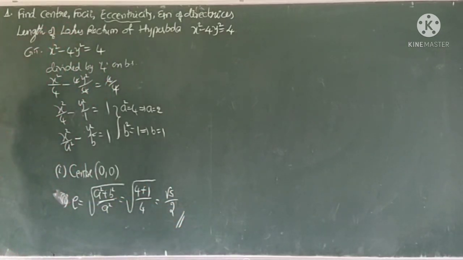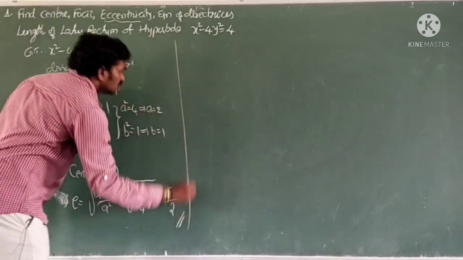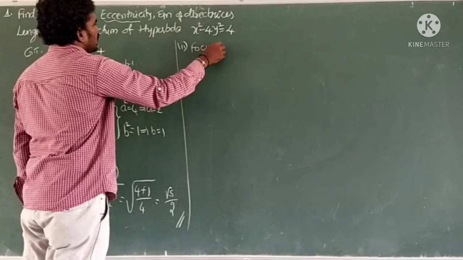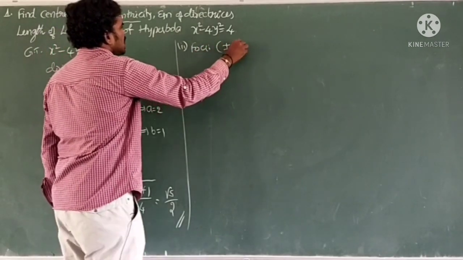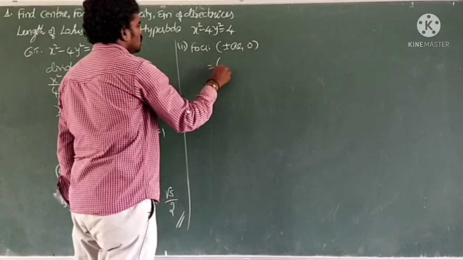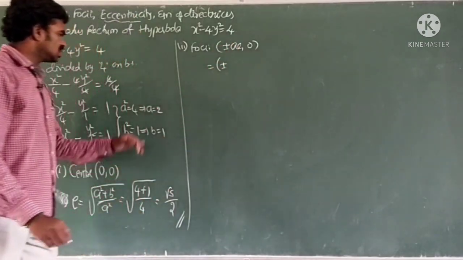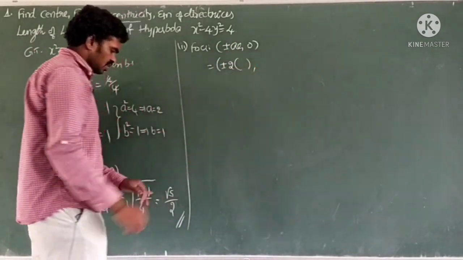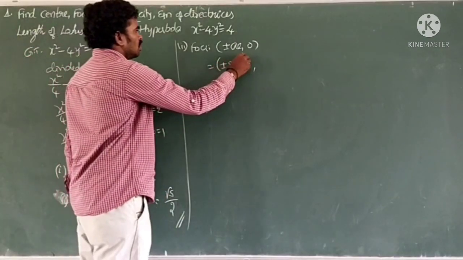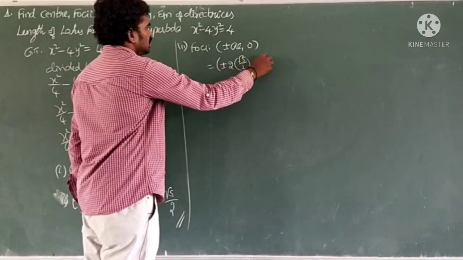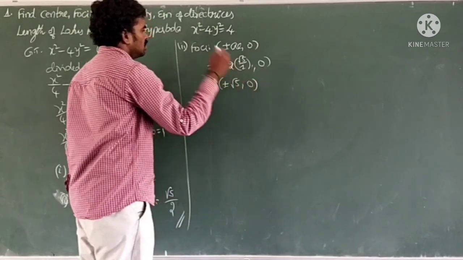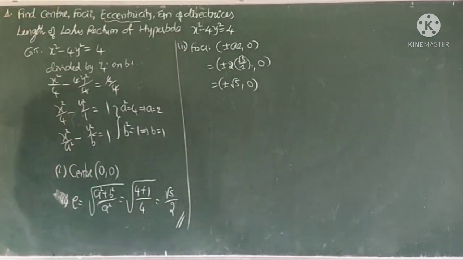Next, let us find the foci. The foci is plus or minus ae, 0. So plus or minus a which is 2, e which is root 5 by 2, then 0. So the 2 gets cancelled, plus or minus root 5, 0. Next, the equation of directrices.